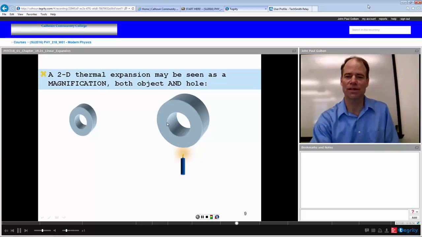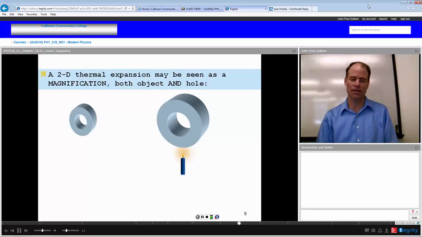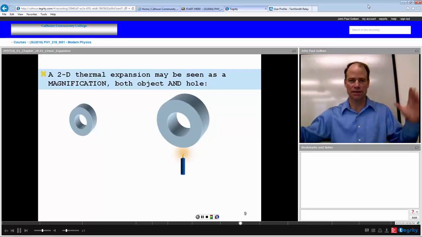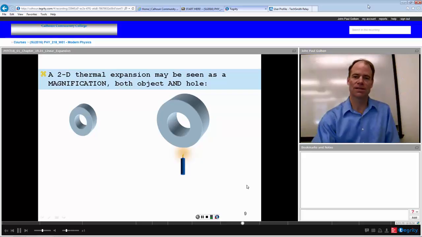You can think that if the hole were filled with that material, the material should expand accordingly, and hence all the other material will expand accordingly as well. So if that middle material is gone, the rest of the material will still expand in like fashion.